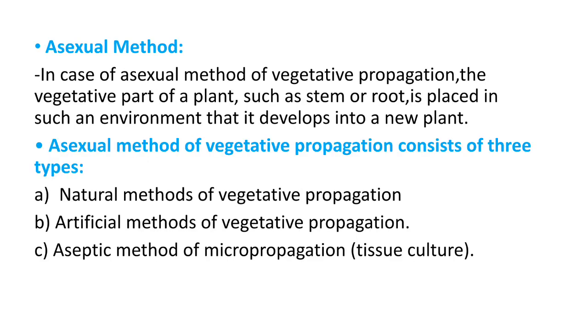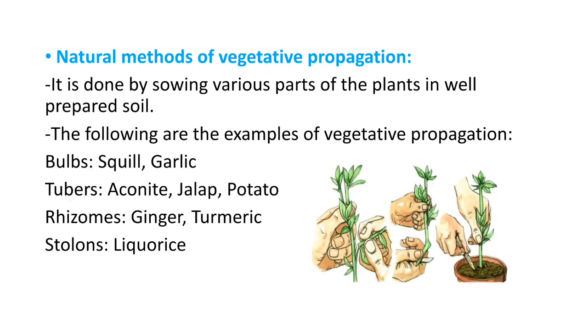Asexual method. In the case of the asexual method of vegetative propagation, the vegetative part of the plant, such as a stem or a root, is placed in such an environment that it develops into a new plant. The asexual method of vegetative propagation consists of three types. First, natural method of vegetative propagation. Second, artificial method of vegetative propagation. And third is the aseptic method of micropropagation, also known as tissue culture.